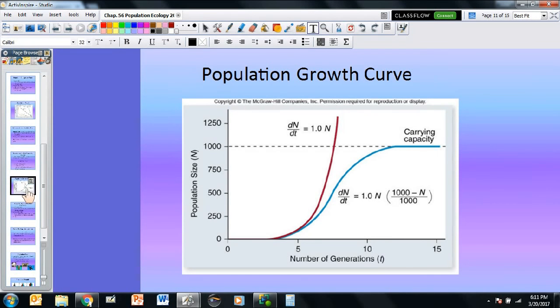This is a graph of the two different types of growth curves. The red line represents exponential growth. As you see, it begins slowly when the numbers are small, and then when the numbers reach a critical mass, it shoots up way over carrying capacity. This is basically biotic potential. What will happen is, now that the population is over carrying capacity, the individuals will begin to starve and will drop back below carrying capacity again.